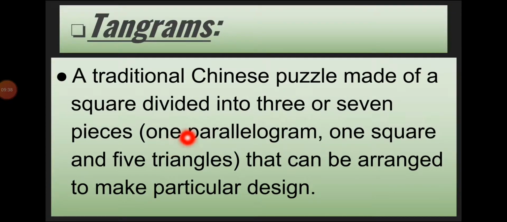1 parallelogram, 1 square and 5 triangles. Triangle means a 3-sided straight line shape. Square has all 4 sides the same, a squared shape. And parallelogram. Do you know what a parallelogram is?